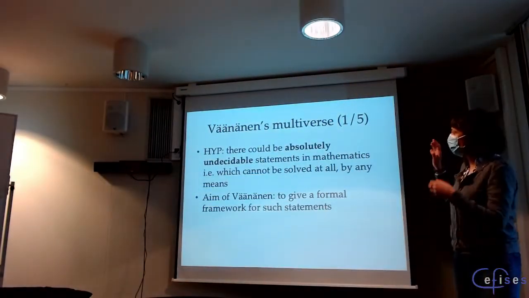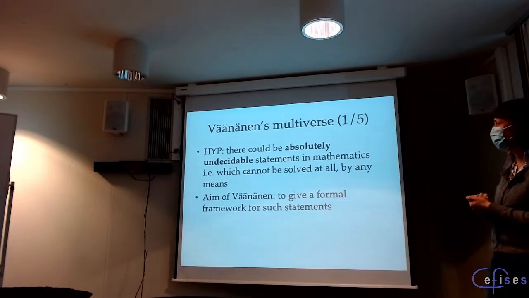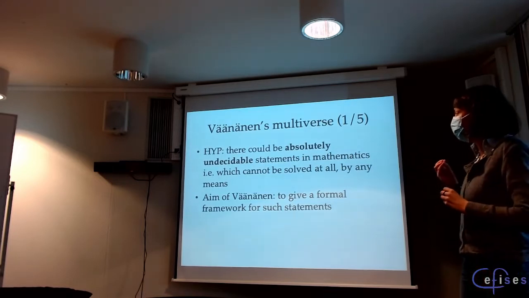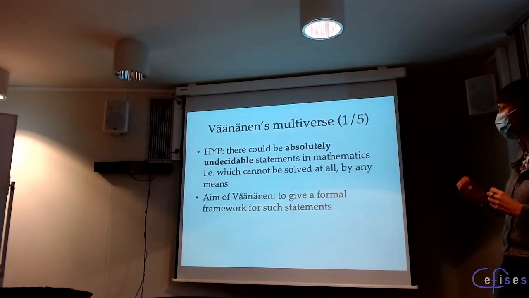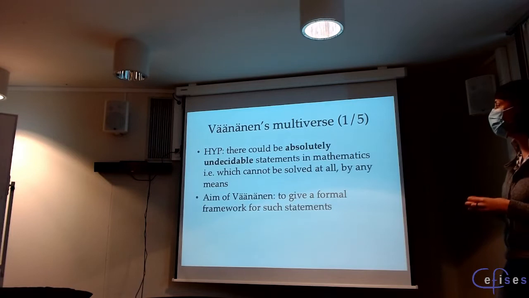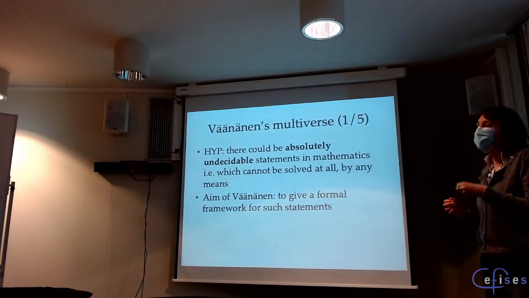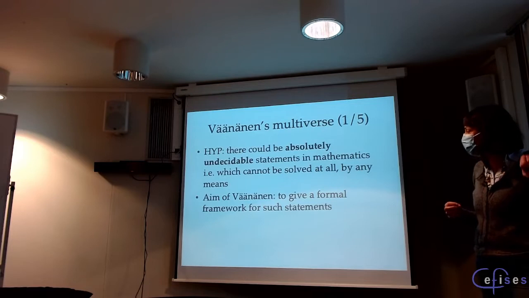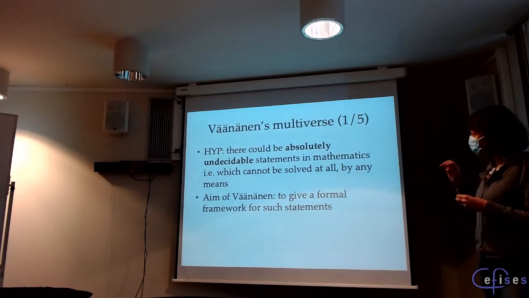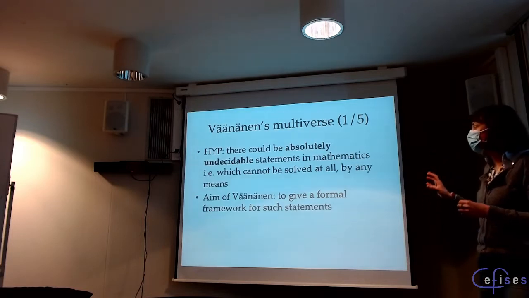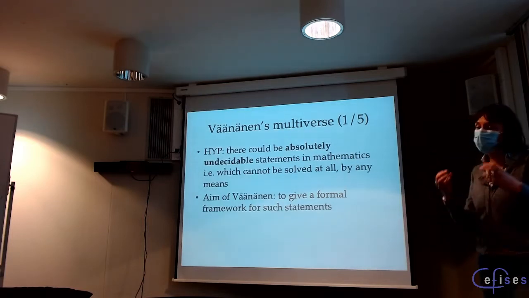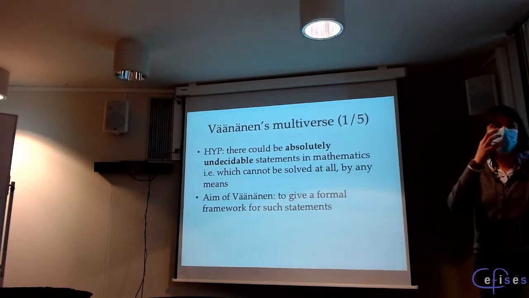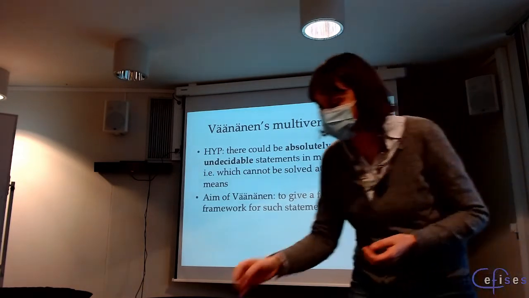So the second conception of the multiverse is the one of Väänänen, who introduced the idea that there could be, as he says, absolutely undecidable statements in mathematics. It means that there are undecidable statements that we will never be able to solve by any means, just because they do not have a truth value. His aim with developing this multiverse view is just to give a formal framework to such statements in case they exist. But he never says that he thinks that this kind of statement exists. They're just giving a formal framework in case you have that kind of statements in mathematics.